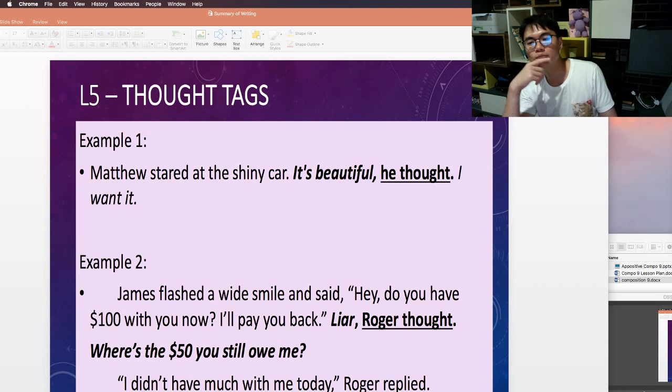Do thought tags gain more marks? Well, it is a technique to make your story more interesting. So in a way, yeah, I think it would.